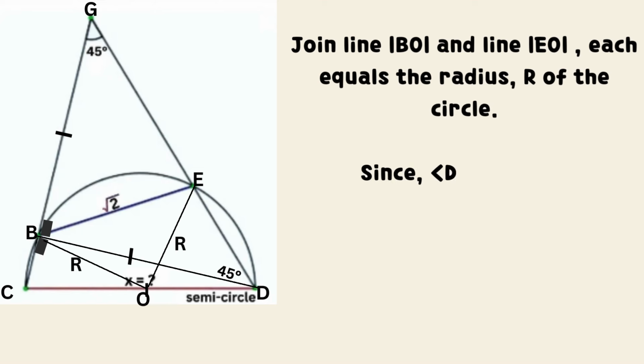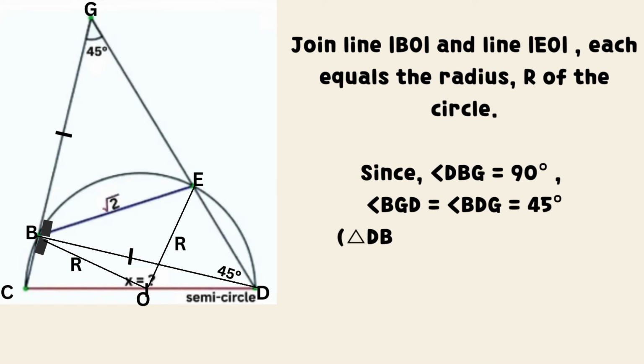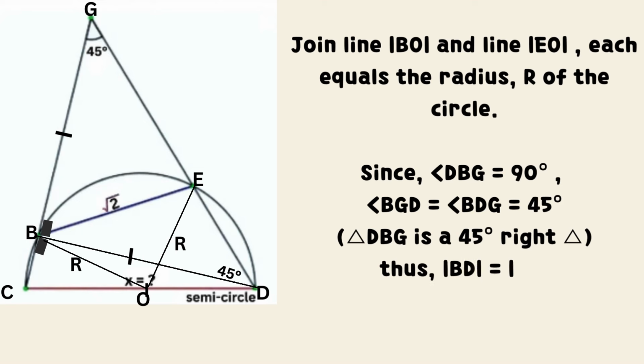Since angle DBG equals 90 degrees, angle BGD equals angle BDG equals 45 degrees. Triangle DBG is a 45 degrees right triangle. Thus, line BD equals line BG.